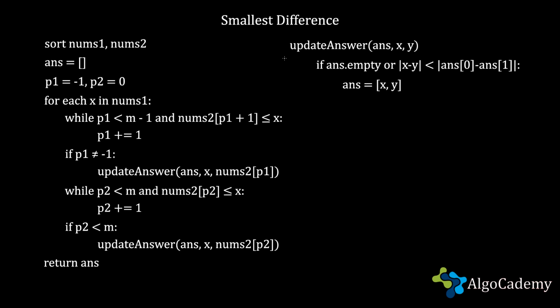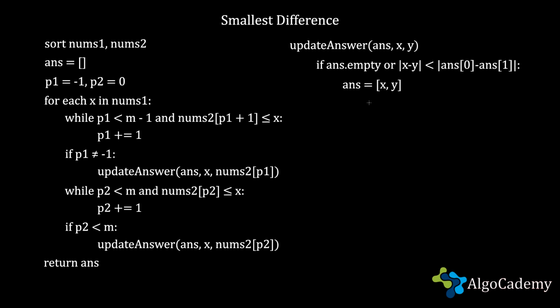And as you have seen, I've written a function for the updating because it appears twice in our algorithm and we don't want to have duplicate code, right? So update answer of answer, x and y. We check if either we don't have a solution yet, or that solution maybe is not as good as this new possible one, x and y. So if answer is empty, or the absolute difference between x and y is less than the absolute difference between these two elements in ans, then I update the ans. And this is it, guys.